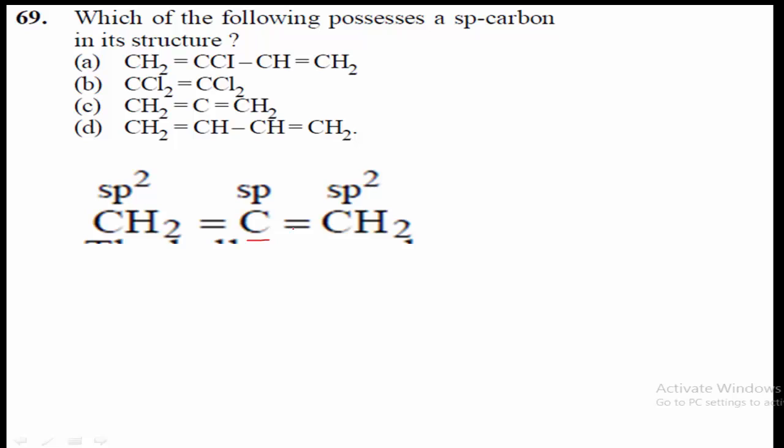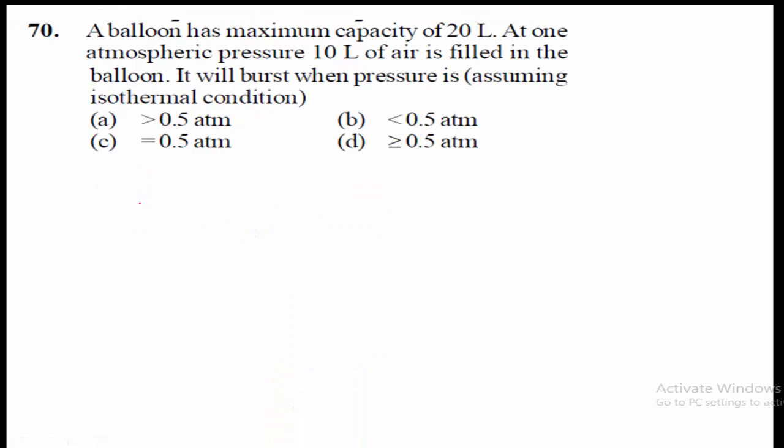So when a triple bond or two double bonds are present around the carbon atom in the absence of hydrogen, then it will be an sp carbon, and CH2 means sp2. If CH3 is there, then it will be sp3. Okay, hence option C will be the correct answer.